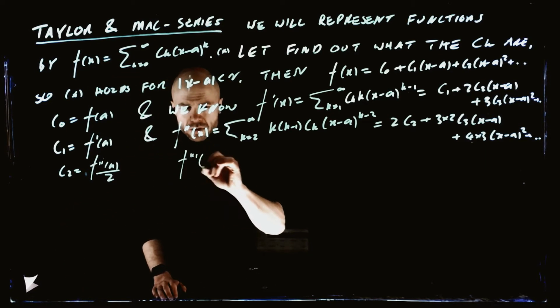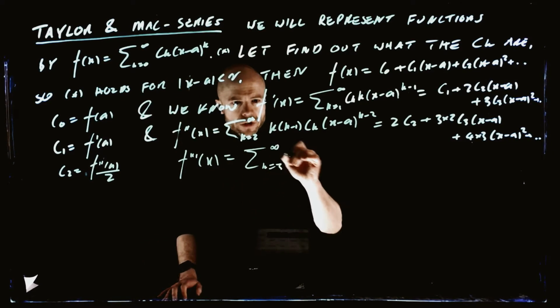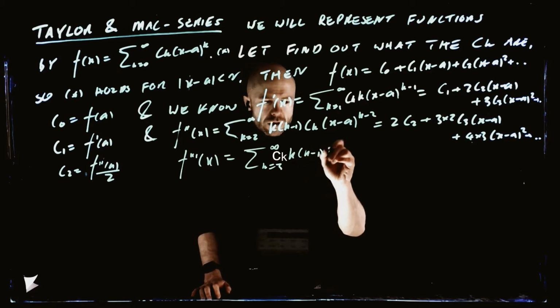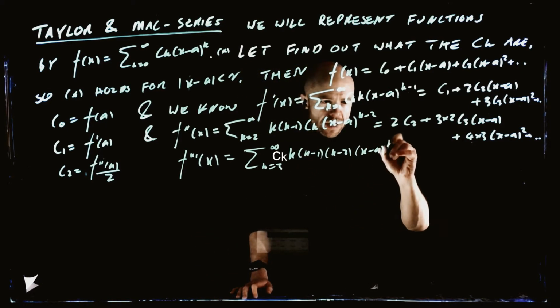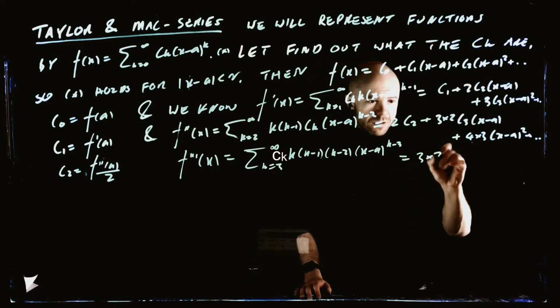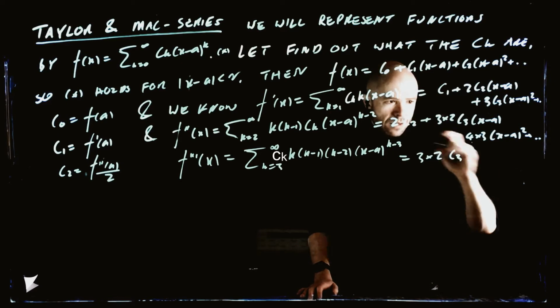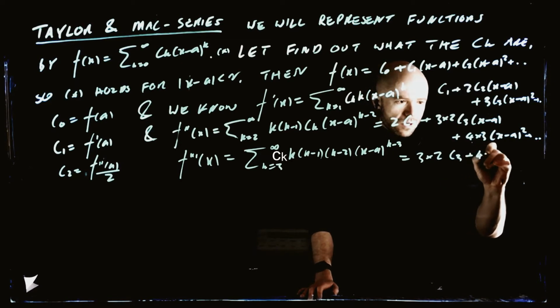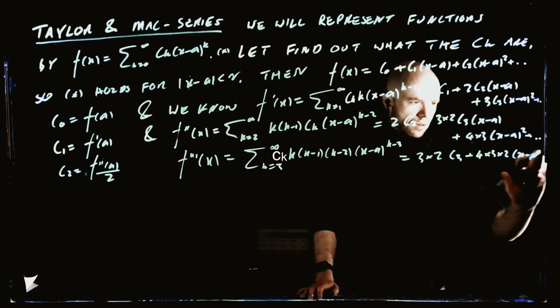Third derivative. k equals 3 this time to infinity of k times (k minus 1) times (k minus 2) times (x minus a) to the k minus 3. The first term is now 3 times 2 times c3. And the next term is 4 times 3 times 2 times (x minus a).